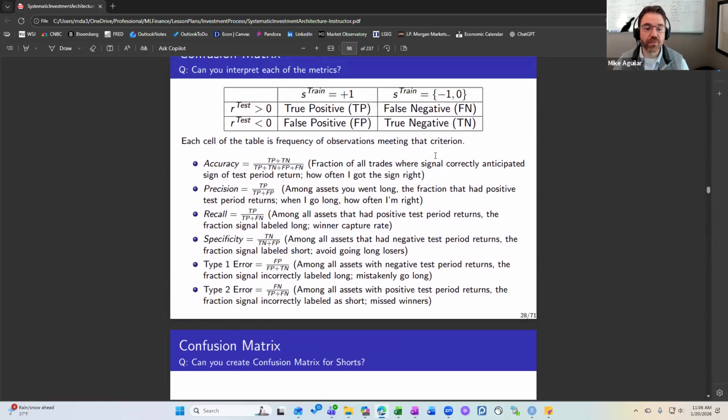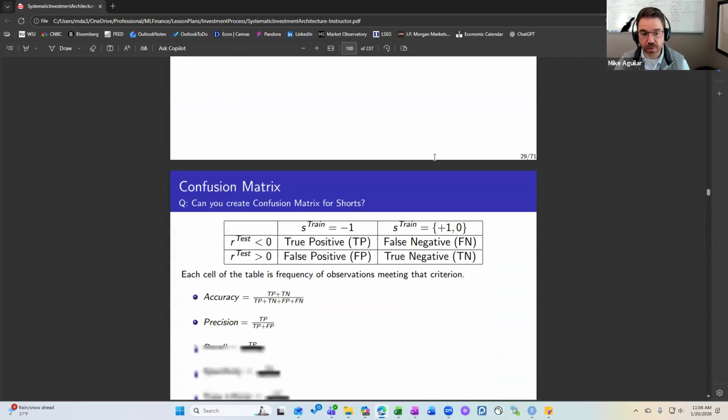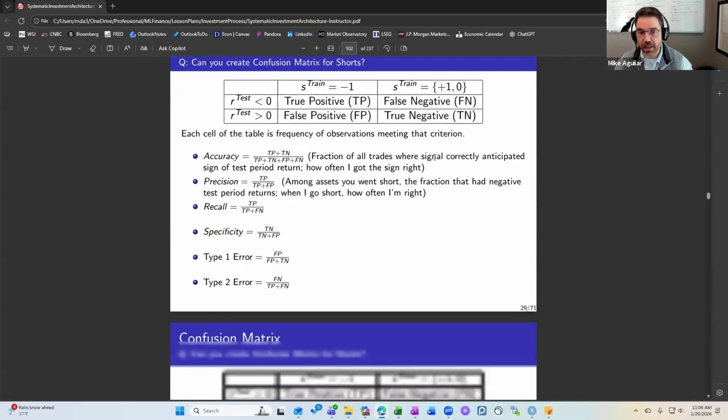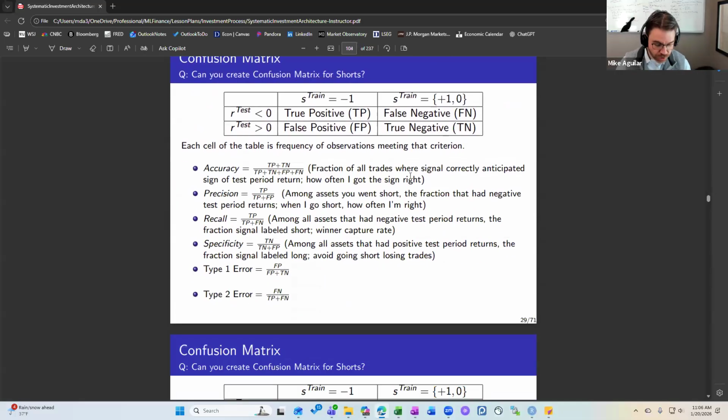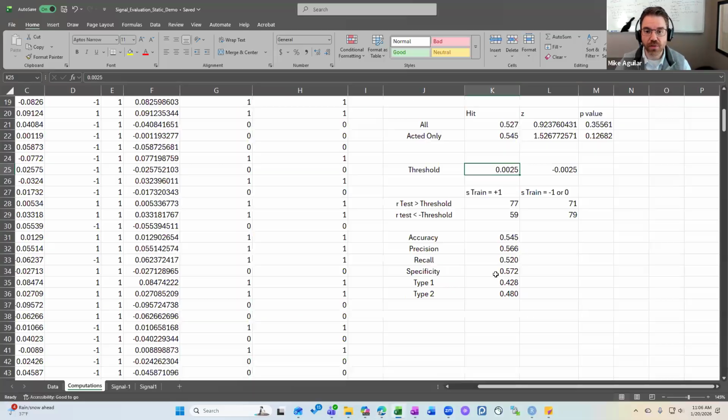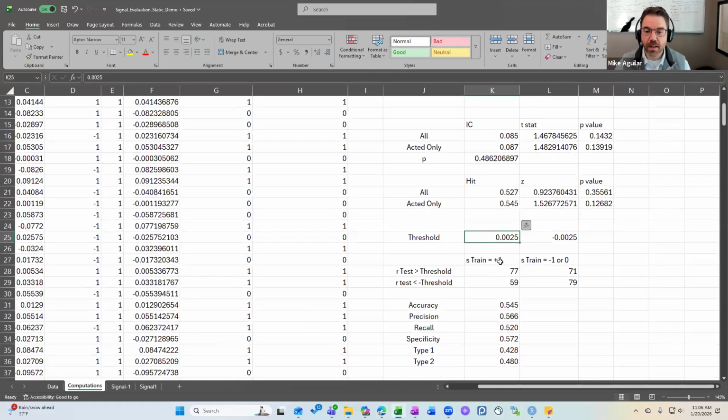Now you could recreate that for shorts, and I do that for you here as well, and I interpret it, so I'm not going to go through all those. I do want to show you, though, how to construct those inside of Excel, just so you have a frame of reference. All right, so we're going to have our confusion matrix, just like we had on the slides, except rather than only zero, as I mentioned, we could have it relative to a threshold.